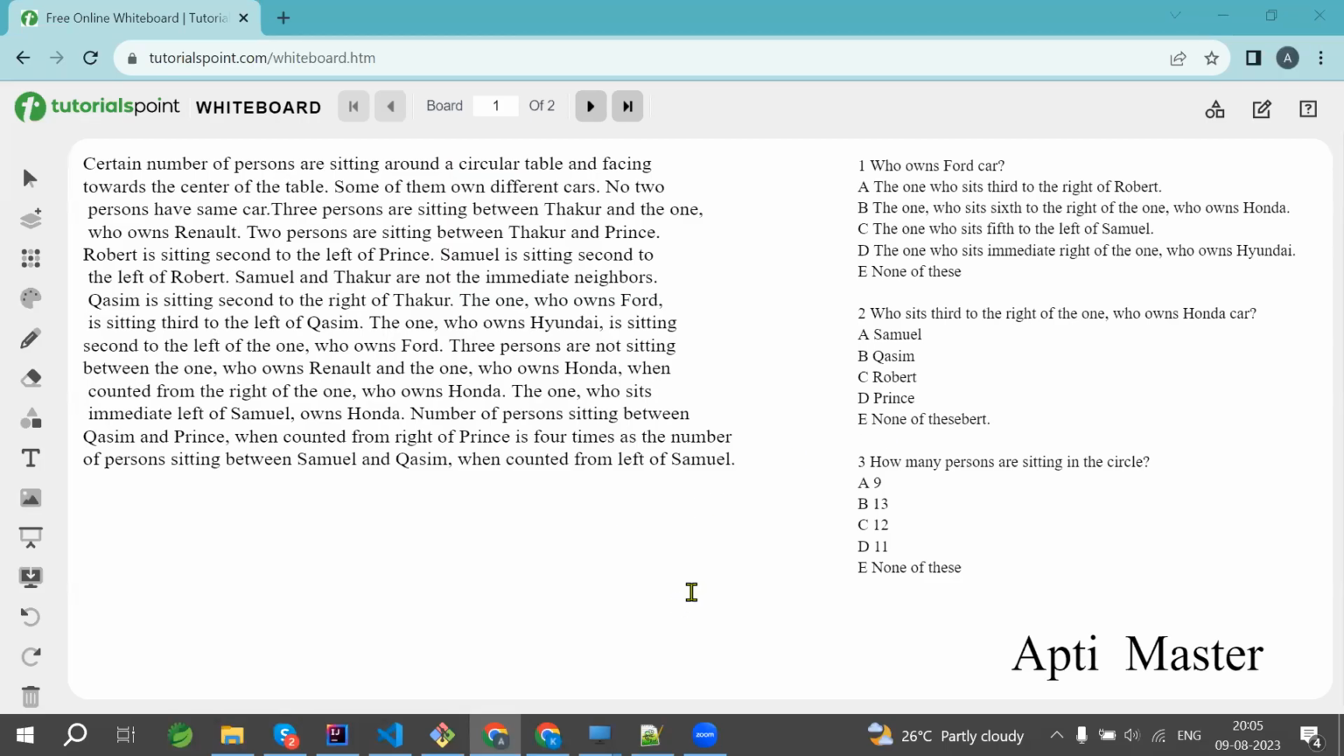So hi friends and students. This is our next sitting arrangement type of question. Carefully read this. Read the whole story first, then try to draw. Then we will solve the questions one by one.